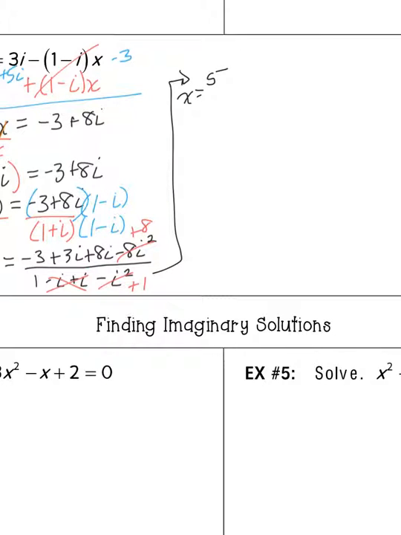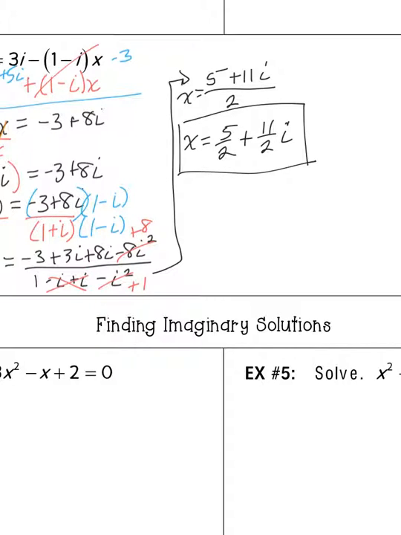So this is x equals, and then the 3i and the 8i gives you 11i. Then in the denominator, we've got 1 plus 1, which is 2. Now we've got to break that apart into its real part and its imaginary part. So our final answer is x equals 5 over 2 plus 11 over 2i. That was a doozy, but there you go.